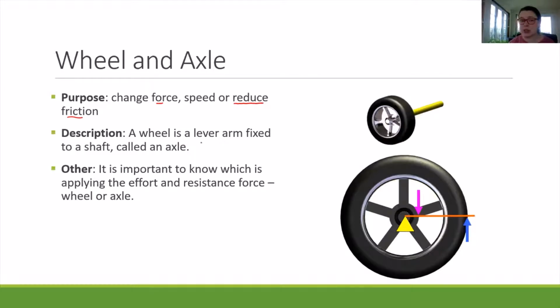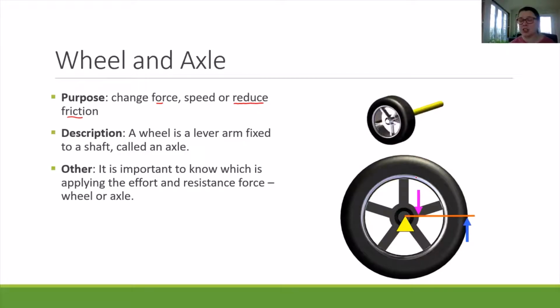So what is a wheel? A wheel is just like a lever. You can see in this picture, it's like a lever. The axle is your pivot point. So you put a force on the outside edge of your wheel. It pivots around the center of the axle, and the wheel is attached on the outside edge.